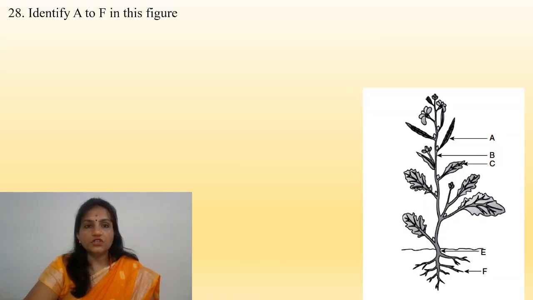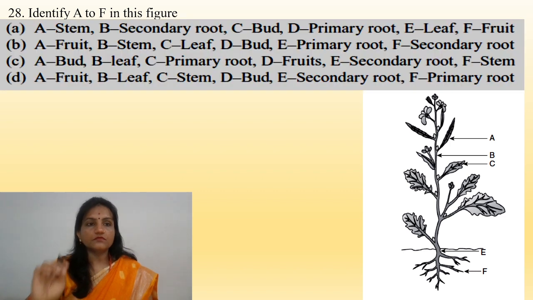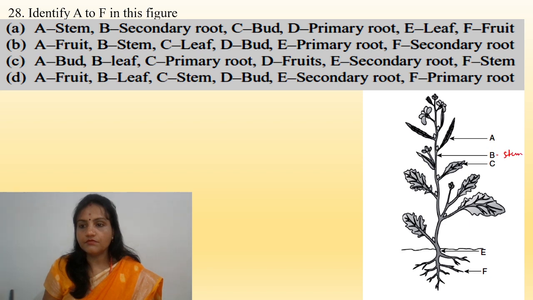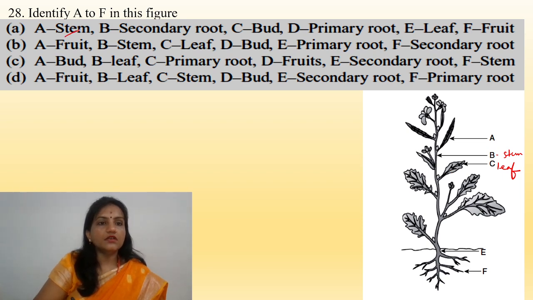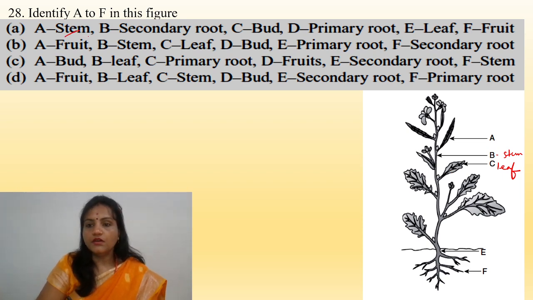Let's move to question number 28. Identify A to F in this figure. We need a diagram of a plant. A is stem, B is stem. This is stem, this is leaf. Then A is stem. A is actually fruit.